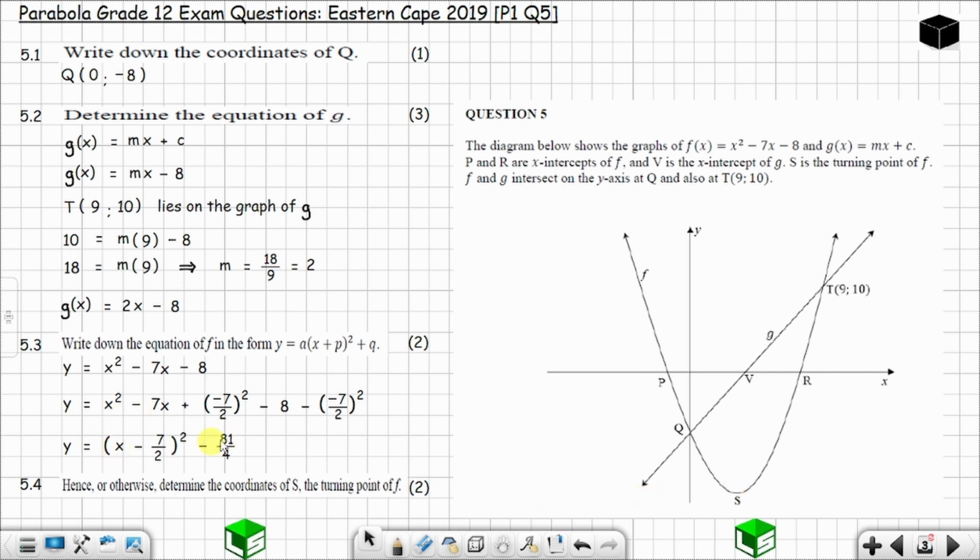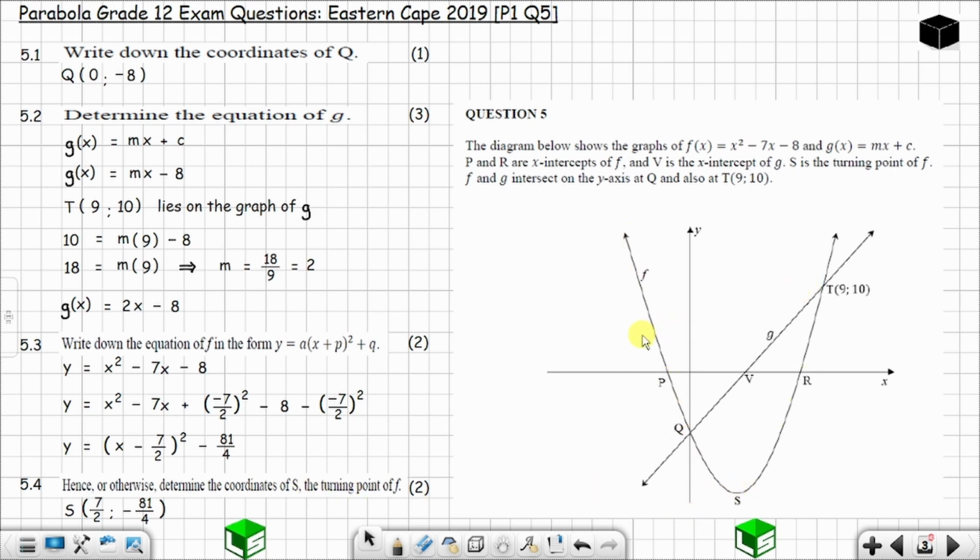Okay, you can see from this turning point form, or the vertex form, you can get the coordinates of the turning point, which is S. The X coordinate is 7 over 2 when you solve. When you take this out of the bracket, it becomes positive from negative. So you have 7 over 2, right? This is the X coordinate, and the Y coordinate is negative 81 over 4. So these are the coordinates of the turning point S, the turning point of the graph of F.